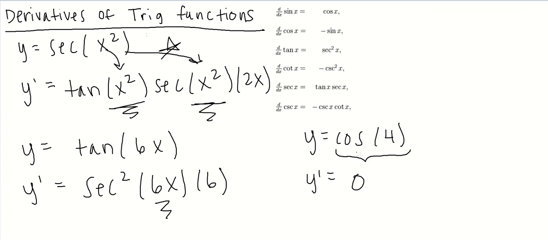So be careful with ones like this. They will come up occasionally, and they definitely tend to trip some students up. So make sure that you're trying to recognize when a function is really just a number, it's just a constant, and you can just say its derivative is 0.